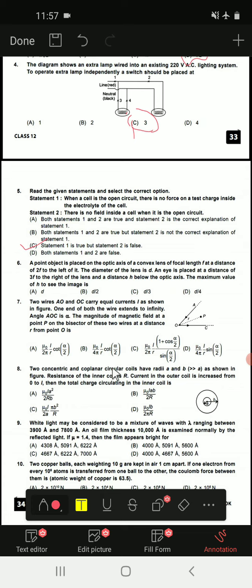The correct answer is option C. The correct answer option here is option number C. So option C is the correct answer. Okay, this is the correct answer.